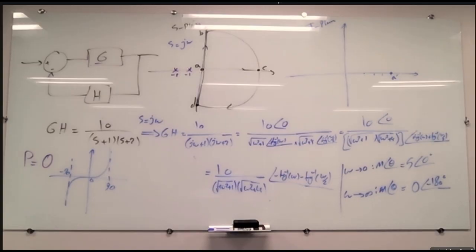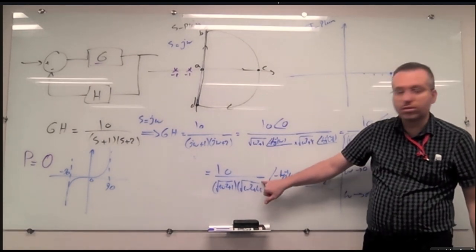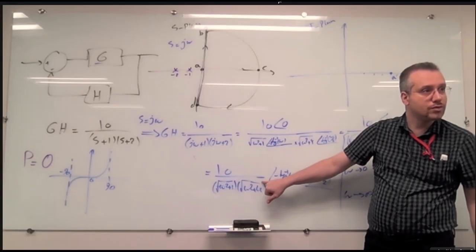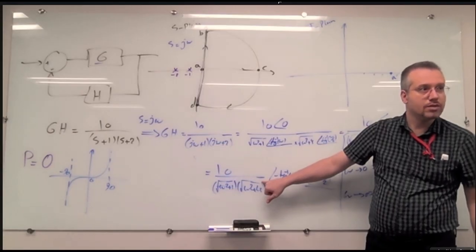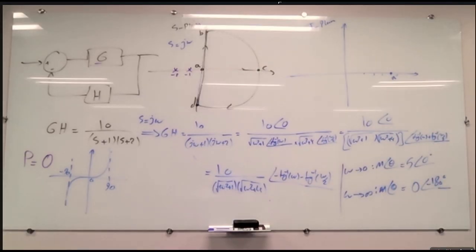Good question. For omega goes to 0, you got a magnitude of 5. Shouldn't it be 10 over 4? No, it's the square root. The square root of 4 is 2. Oh, yeah. You're so right. 2 times 1 and 10 over 2. So it's going to be 0 with a minus 180.